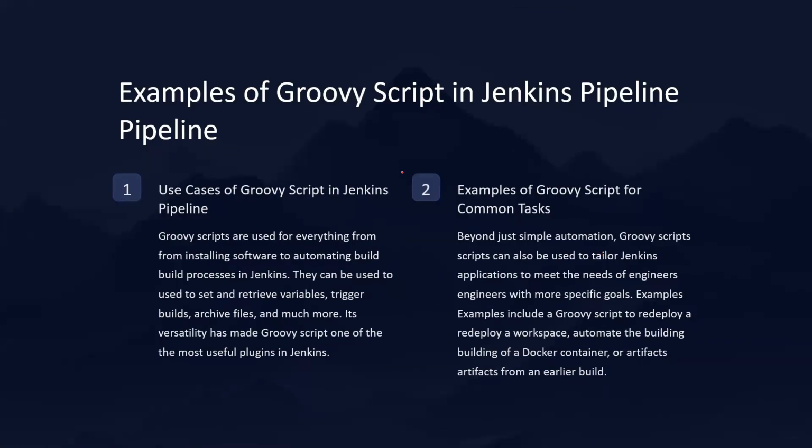Then there are examples of Groovy script in Jenkins pipeline. Groovy scripts are used for everything from installing software to automating build processes in Jenkins. They can be used to set and retrieve variables, trigger builds, archive files, and much more. Whatever you want to do in your project. Okay, it is very versatile. So an example of Groovy script is that it can be used to tailor Jenkins application to meet the needs of engineers for specific goals. So it includes scripts to redeploy a workspace, automate the building of a Docker container, and retrieve artifacts from an earlier build. Everything you can do through Groovy scripting.